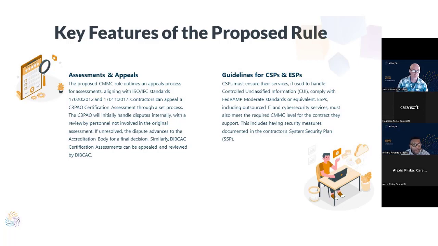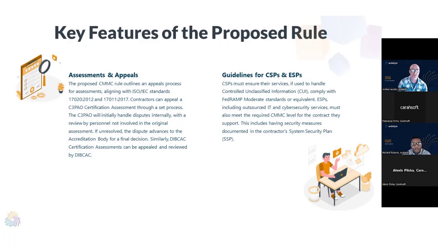The contractors do have the ability to appeal the C3PO assessment. They will initially handle disputes internally at the C3PO, and then it gets to be an escalation situation where the accreditation body would have the final decision on whether or not you meet that assessment objective.